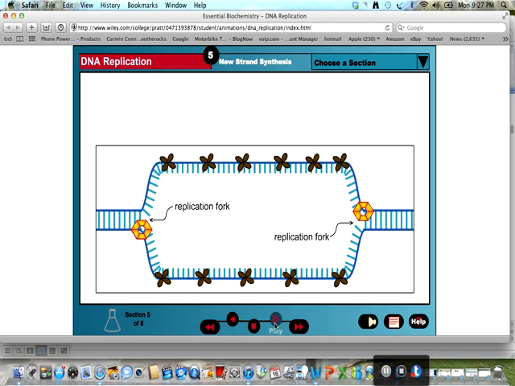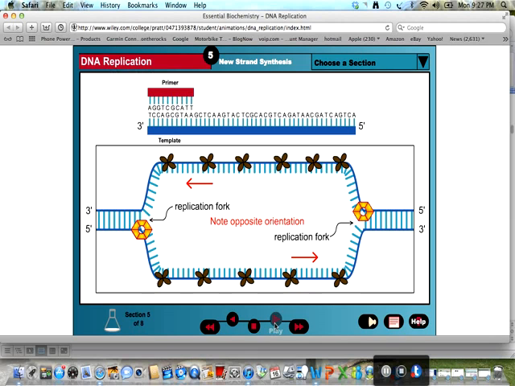Now that they are separated, the 2 single DNA strands can act as templates for the production of 2 new complementary DNA strands. Remember that the double helix consists of 2 antiparallel DNA strands with complementary 5' to 3' strands running in opposite directions.